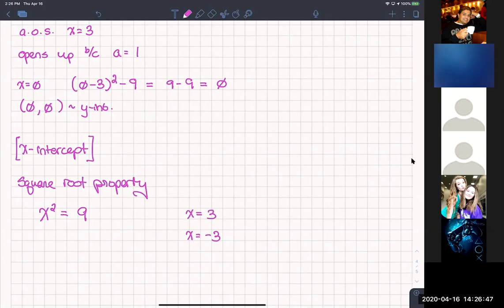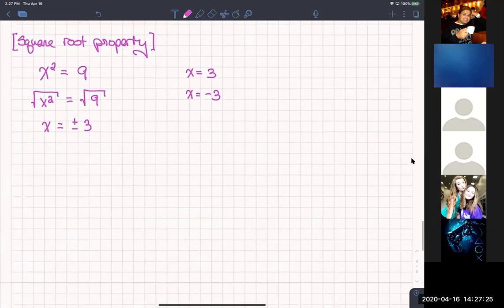Okay. So the square root property says that if you have something squared equals another number, you can square root both sides. And when you square root 9, you get positive and negative. You have to say x is positive or -3. So you have two options to consider, and that is known as the square root property.